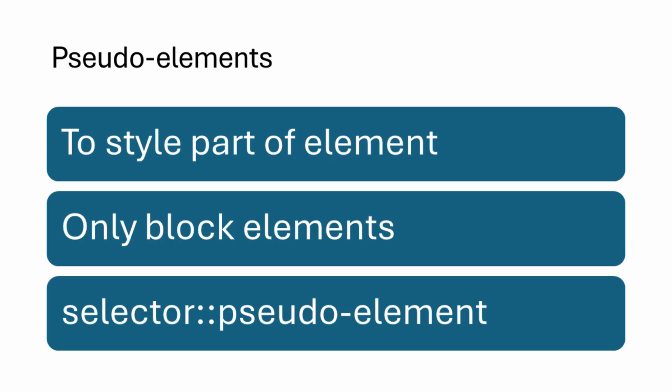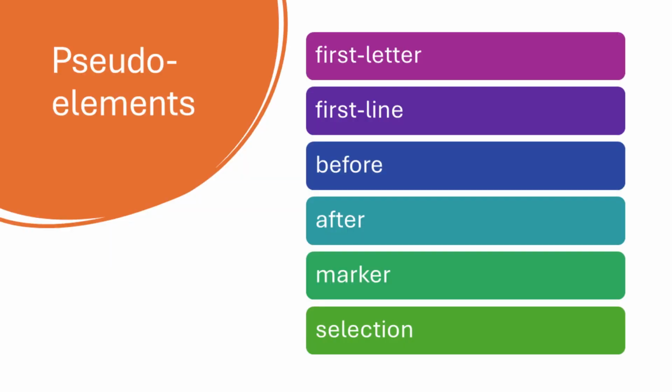Now we will move on to pseudo-elements. Pseudo-elements are used to style part of an element, and they can only be used with block elements. This is the syntax. You write the selector, then double colon, and you write the name of the pseudo-element. And in this picture you can see pseudo-elements: first letter, first line, before, after, marker, and selection. Let's try those pseudo-elements.